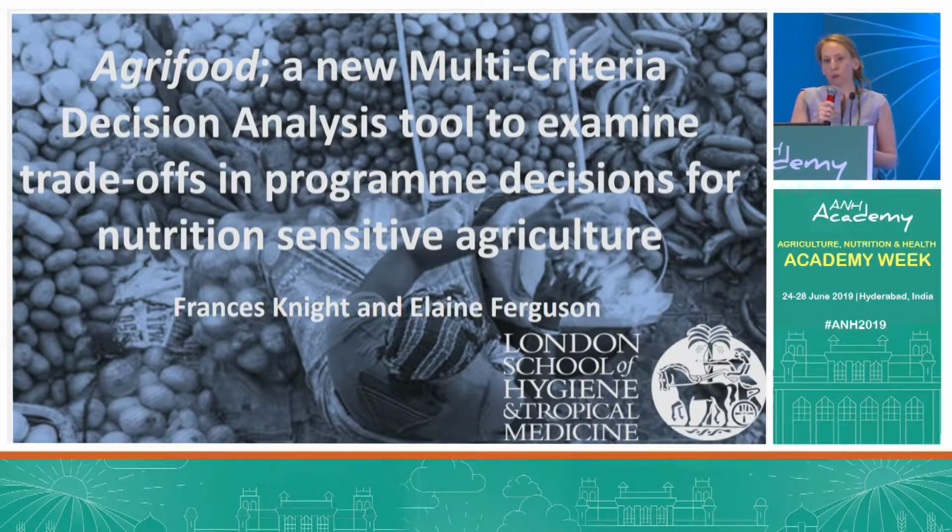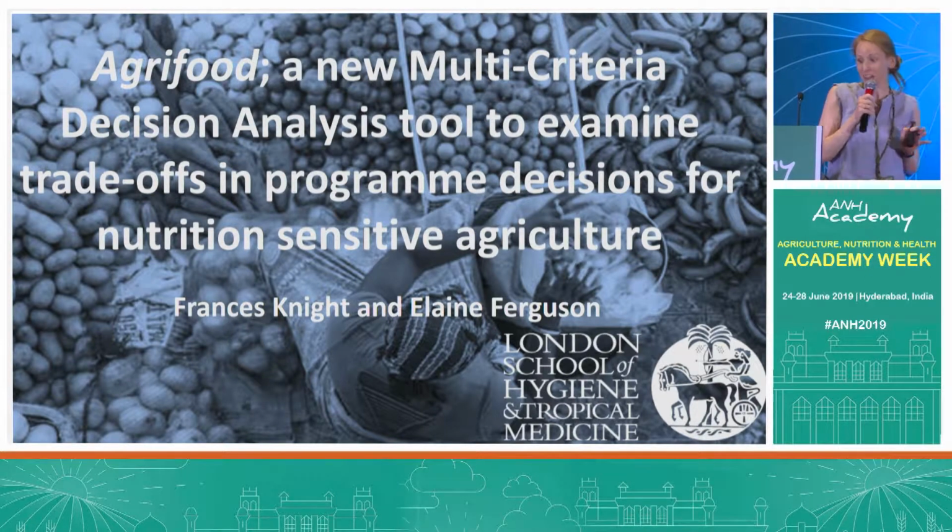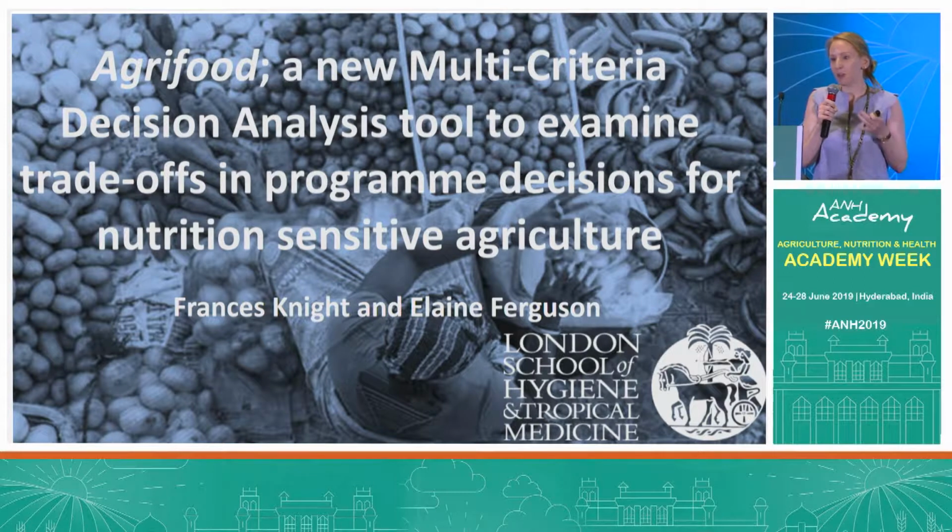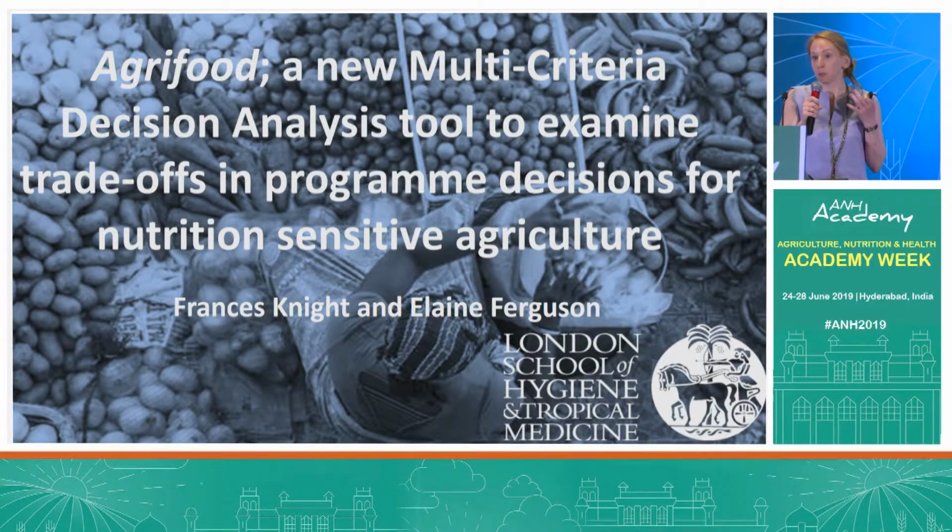I know people get a bit sick of new tools, so I'm hoping you'll still have some interest in this one. This is a tool that Elaine Ferguson and I have developed with an Amana grant. It's a tool for using multiple criteria decision analysis, which you don't have to understand right now. We're going to explain what it means, to really look at the trade-offs when you're making selections of foods to promote in nutrition-sensitive agriculture projects.